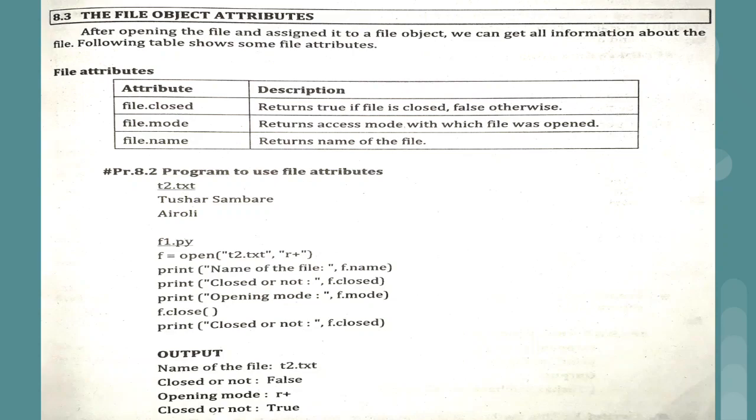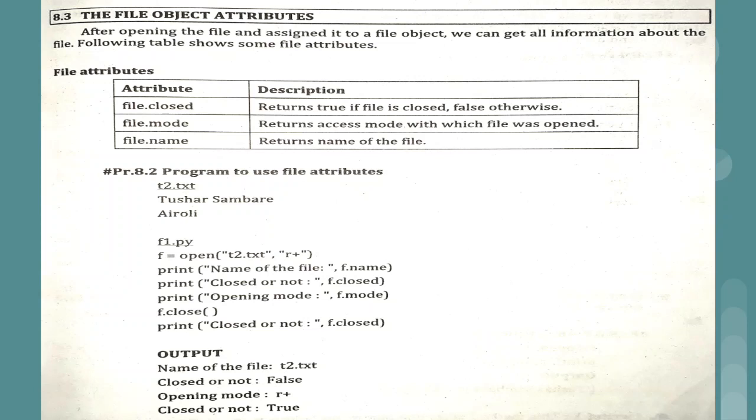Now the next topic is the file object attributes. There are a total of 3 attributes associated with the file object. The first one is closed, which returns true if the file is closed and false otherwise. Then we have mode, which returns the access mode with which the file is opened. And the last one is name; if you want to return the name of the file, we can make use of the name attribute. From the example it will be clear to you.